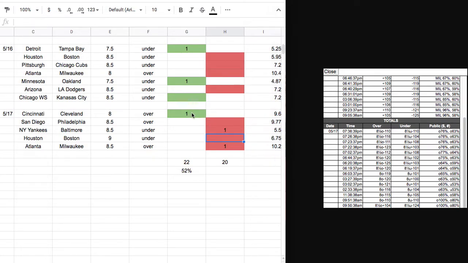So for today, if we'd have played the 15% margins and not applied line movement, it basically went 1 and 4. But getting rid of the games that are less than 20% margin and applying line movement, we turn that into a 1 and 2 day.